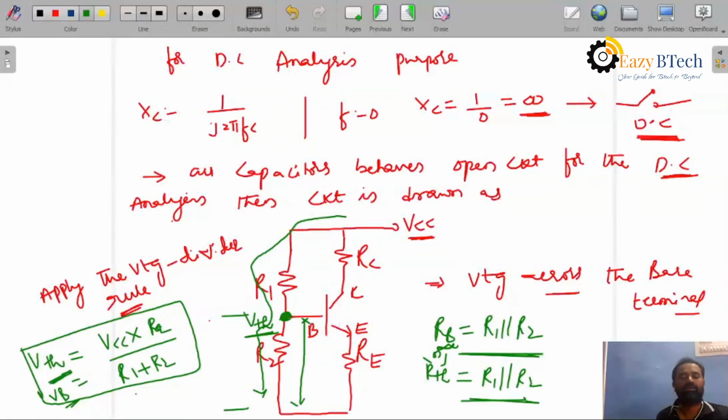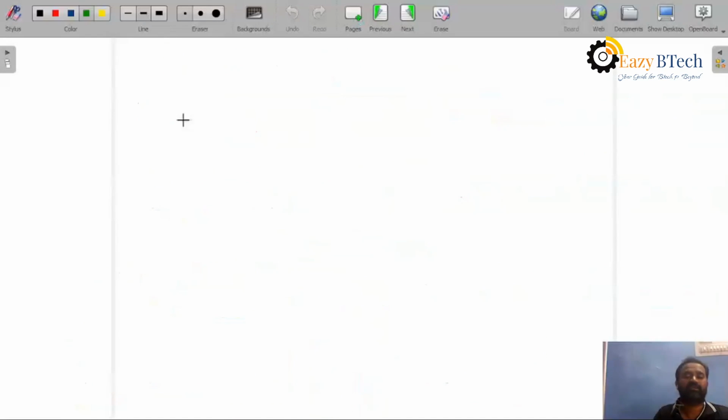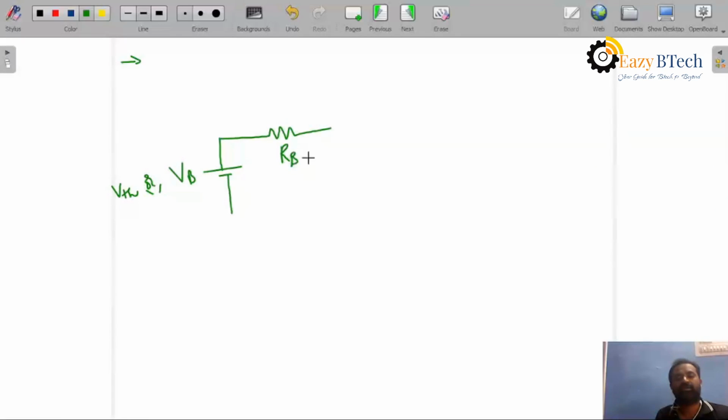Now we can modify this diagram. The voltage here is VB or VThevenin, and the resistor across the base is RB or R Thevenin.